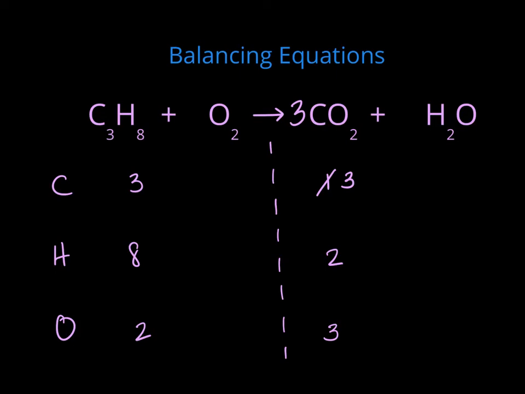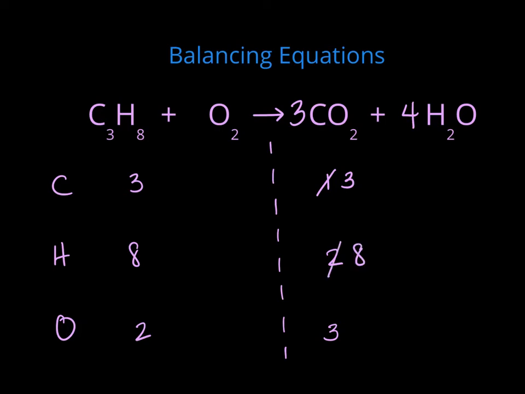So I have 8 hydrogen on my reactant side and 2 hydrogen on my product side. So I need to have 8 hydrogens on my product side in order to balance. I'm going to do that by putting in a big coefficient 4. So now I have 8 hydrogen on my reactant and product side.